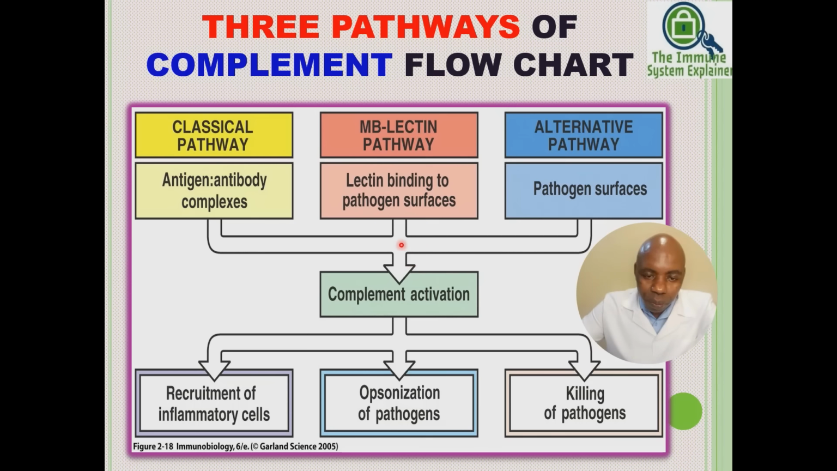From this point, ladies and gentlemen, the complement system usually proceeds as a common pathway, a single pathway, until this point, which is the ultimate point where the assembly of the membrane attack complex is complete. Never mind the rest, because they're just mentions of some of the effector functions of the complement system, including killing by MAC, opsonization by C3b, and recruitment of inflammatory cells by C3a and C5a. We're going to be talking about that later.